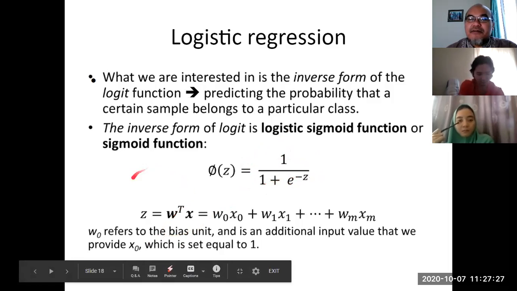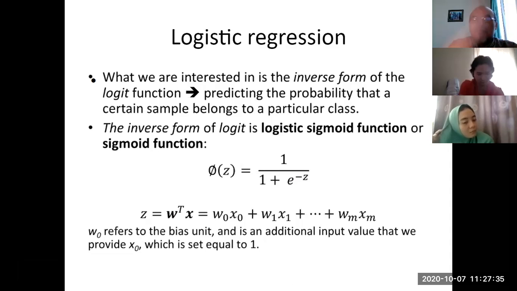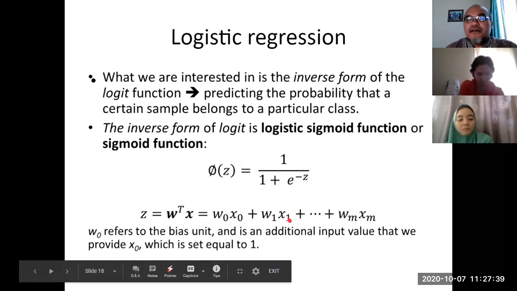W0 refers to the bias unit. This is usually an additional input value, not belonging to the actual input data set, but an additional input value to give a bias. So W0 refers to the bias unit, an additional input value that we provide, X0, which is set equal to 1.